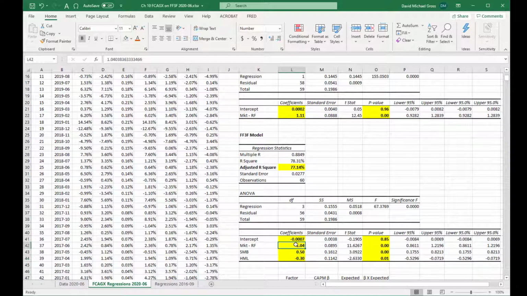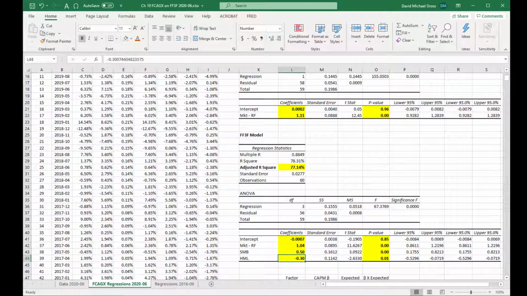And so again, I see that the market beta is positive and significant. I see that the small stock beta is positive and significant, therefore this is likely a portfolio of small stocks, and I see the value stock beta is negative and significant, therefore this is likely a growth stock portfolio.